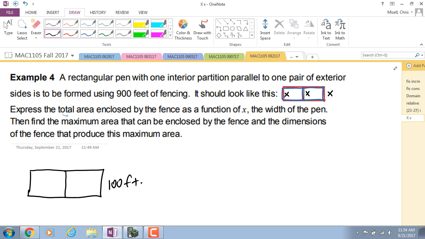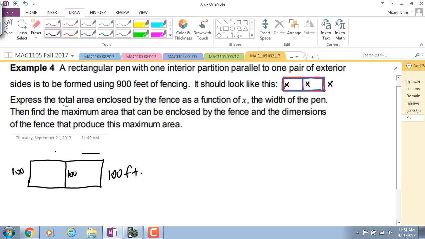Input 100 feet for the width. The output needs to be the area. Can we calculate the area here? This has got to be 100 feet, and that's got to be 100 feet. Ooh, not 1,000, just 100. How are we going to tell how long this is?